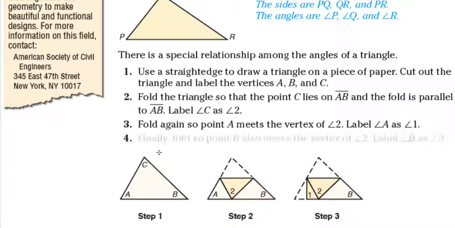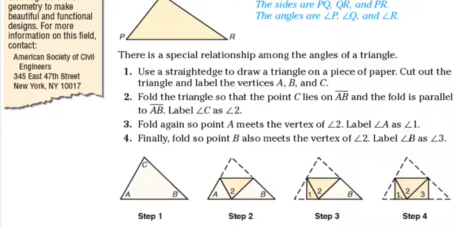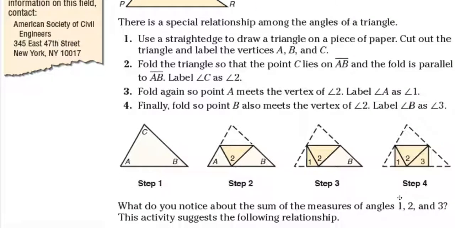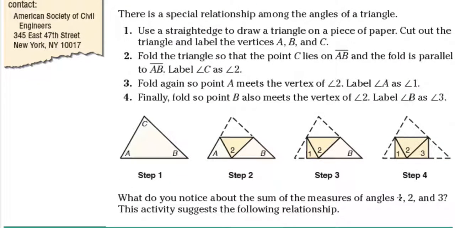And finally, step number 4, fold the point B so that it meets angle 2, and we will now label point B as angle 3. So we get this point and fold it so it meets up with that vertex, and this is how it's going to look like, something like this in step number 4. Now the special relationship is as follows. What do you notice about the sum of the measures of angles 1, 2, and 3? This suggests the following relationship.